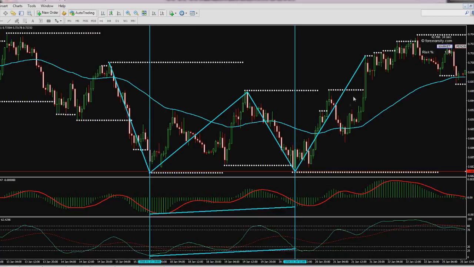Now as you can see, it's moved all the way back up to the previous resistance, so that is effectively completing the bullish W pattern.